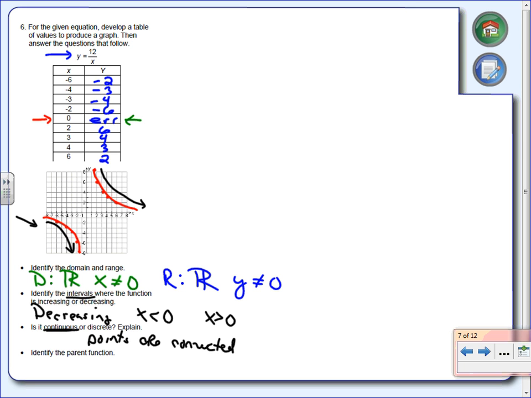And the last thing they want me to do there is identify the parent function. Remember we talked about the parent functions that first week? We had linear, we had quadratic, we had absolute value, all those parent functions that we've discussed. Which one does this look like? Which one has the two parts? Rational. So this is what we're going to call rational. Rational function. That's because it has those two parts.